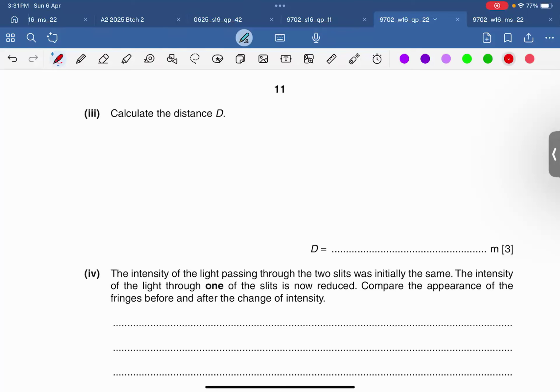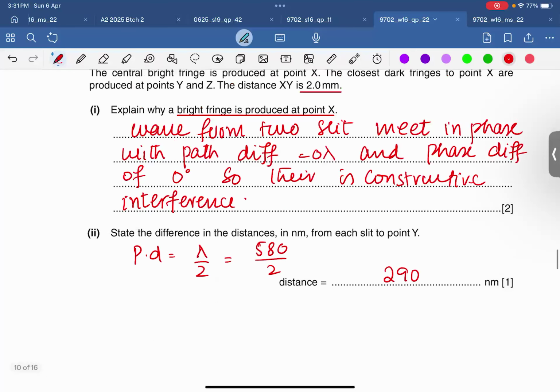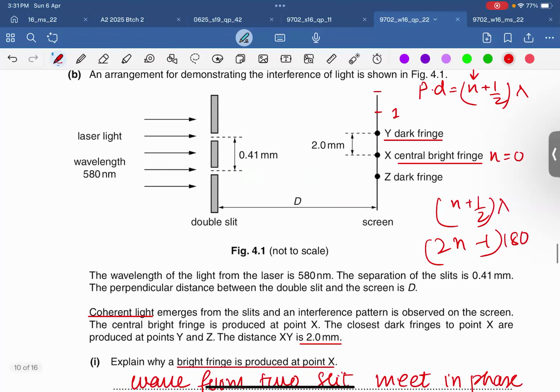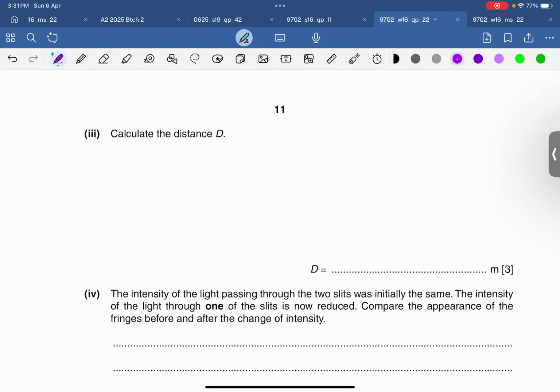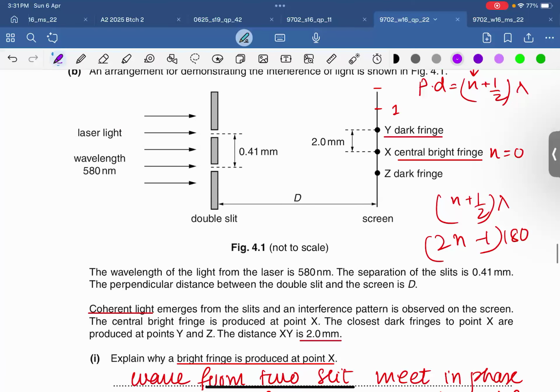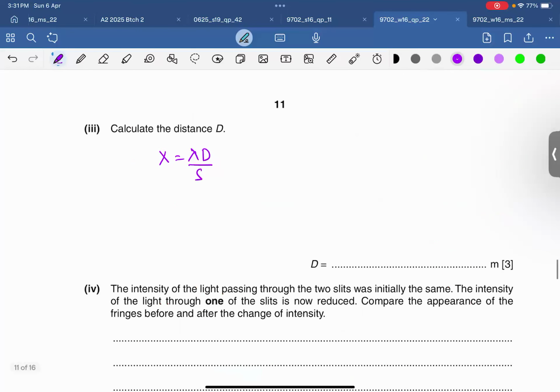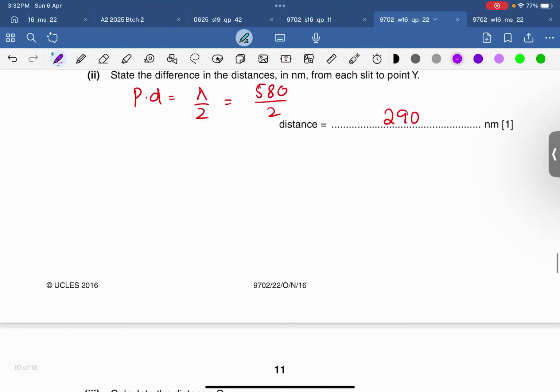कौन है भाई इरफान? कहाँ? Just calculate the distance d. The distance d. Okay. So x is equal to lambda d over a, and so on. lambda d over a हम कहते हैं basically. So a is 0.41 exponent negative 3, okay, and lambda is 580 exponent negative 9, and d is to be found, I think. D is to be found, yes.